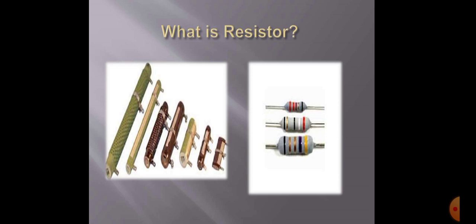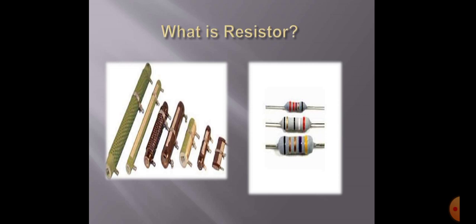Active components are the components which can introduce gain in a circuit. That is, they can amplify or process the signals. The examples of active components are transistor, diode, field effect transistor and UJT. So these are the basic electronic components, that is active and passive components. In that, we will first see the passive component, that is a resistor.